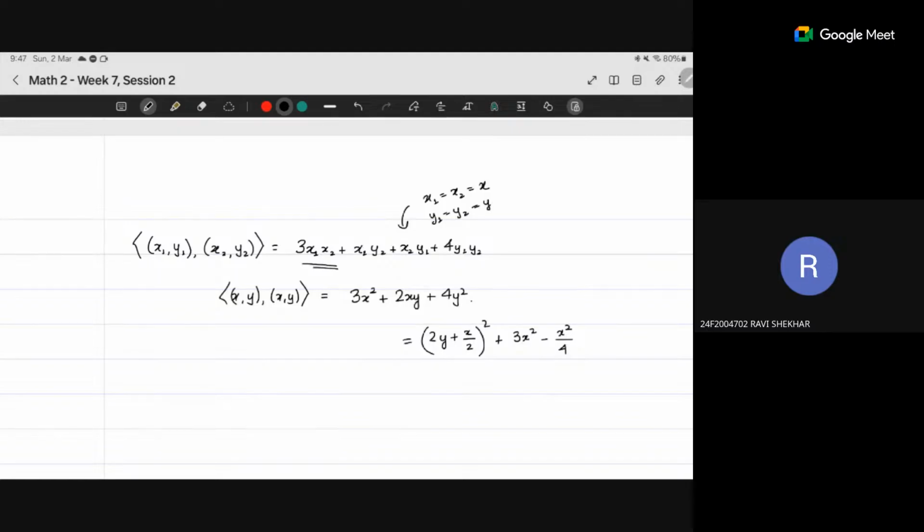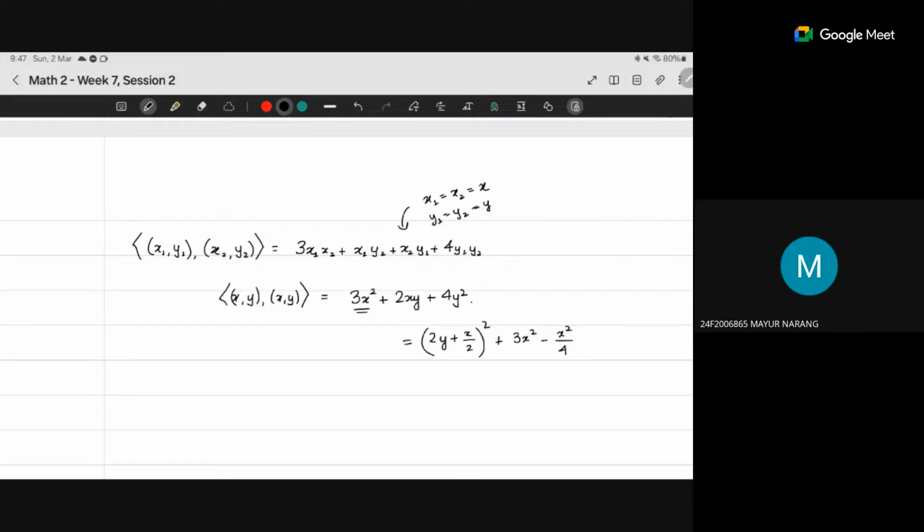I'm using this formula. So that's how I get 3xx, which is 3x squared. And then I get xy plus xy, which is 2xy, and 4yy, which is 4y squared. Okay, that was for the above one. But I'm dealing with this example, right?